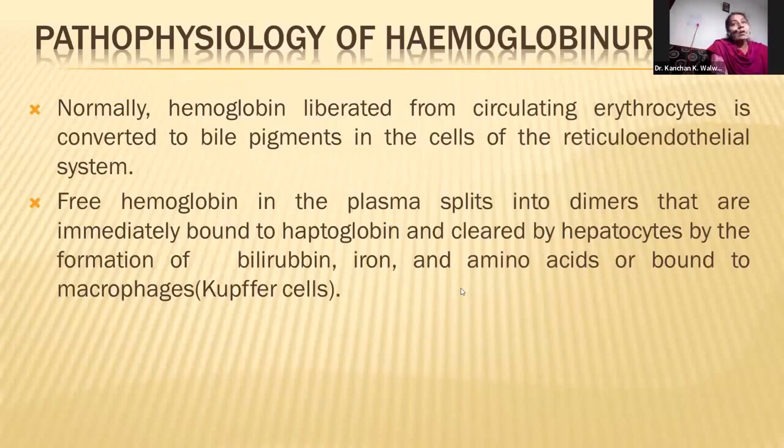So they are to be bound with certain proteins, that is haptoglobins in the circulation, and they are carried to the reticuloendothelial system. So this bound haptoglobin is cleared by the hepatocytes by formation of bilirubin, iron, and amino acids. And once they are bound, they are taken up by the macrophages, that is Kupffer cells in the liver.